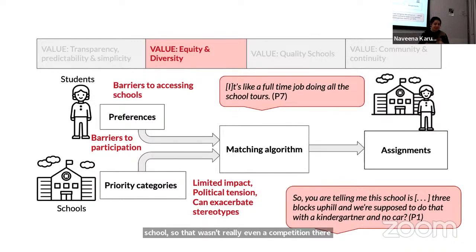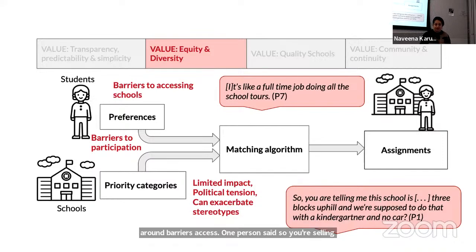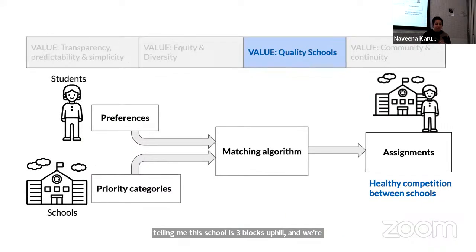Especially around barriers to access, one person said, so you're telling me the school is 3 blocks uphill and we're supposed to do that with a kindergartner and no car. So there were a lot of issues in equity and diversity.